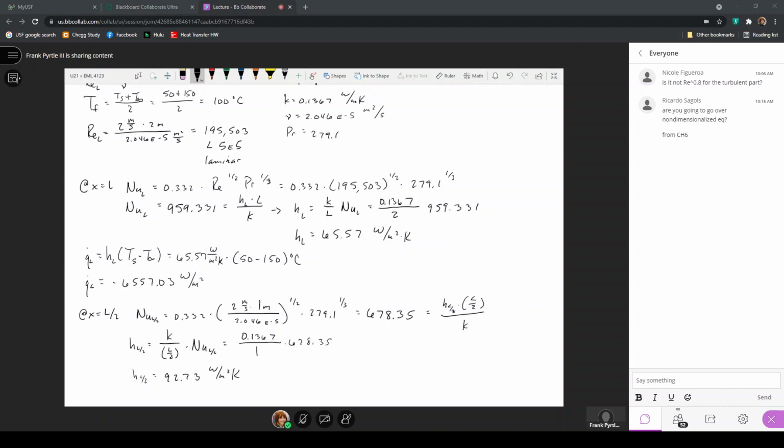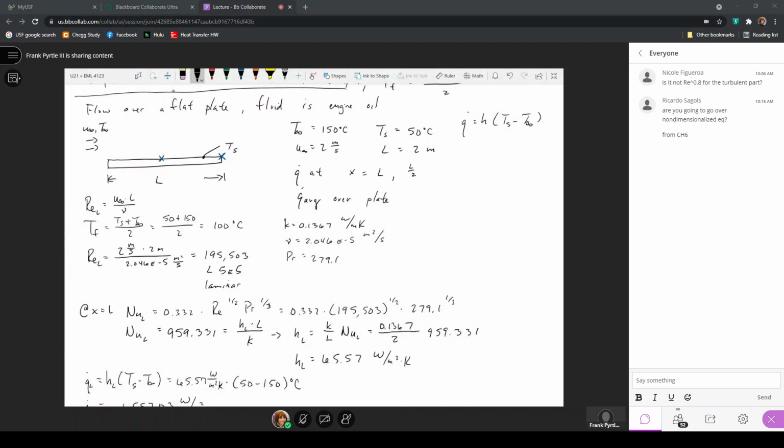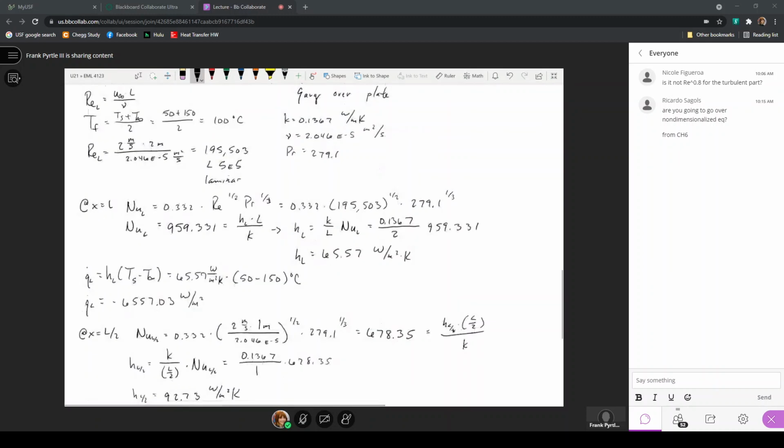So notice here that the heat transfer coefficient at L over 2 is higher than the heat transfer coefficient at L, and that's because recall that the heat transfer coefficient decreases with X, with the functional dependence that is X to the minus 1/2. So the closer I get to the leading edge of the plate, the heat transfer coefficient will get higher, so that at X equals 0, it will be considered an infinite value.